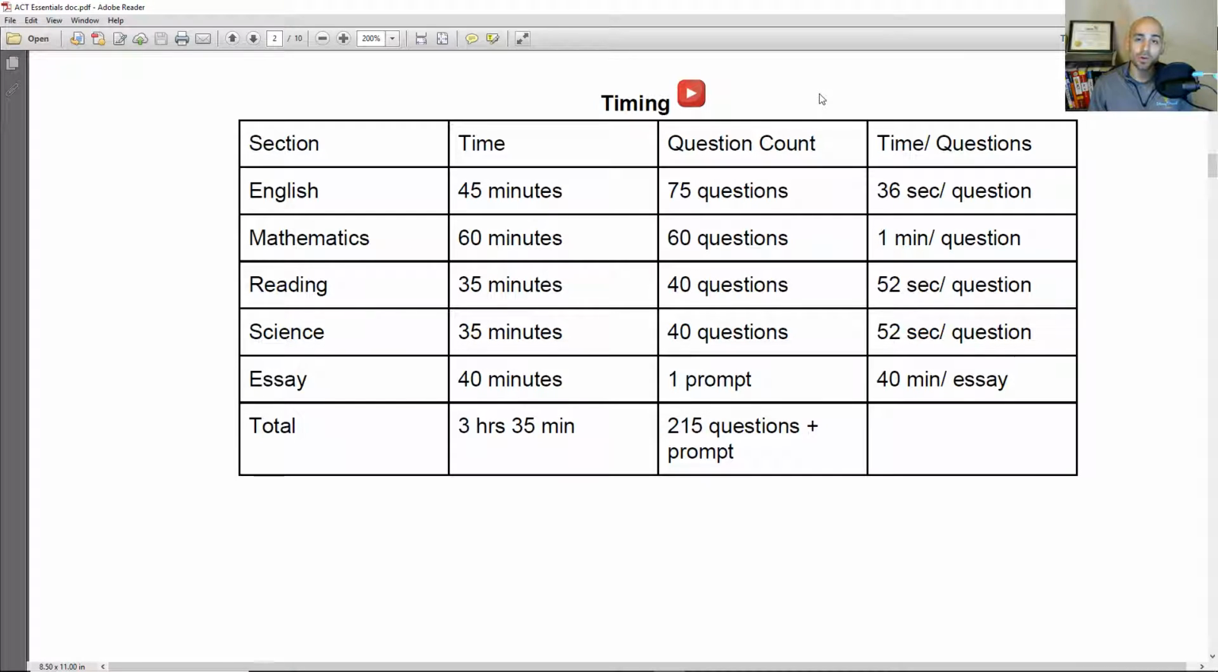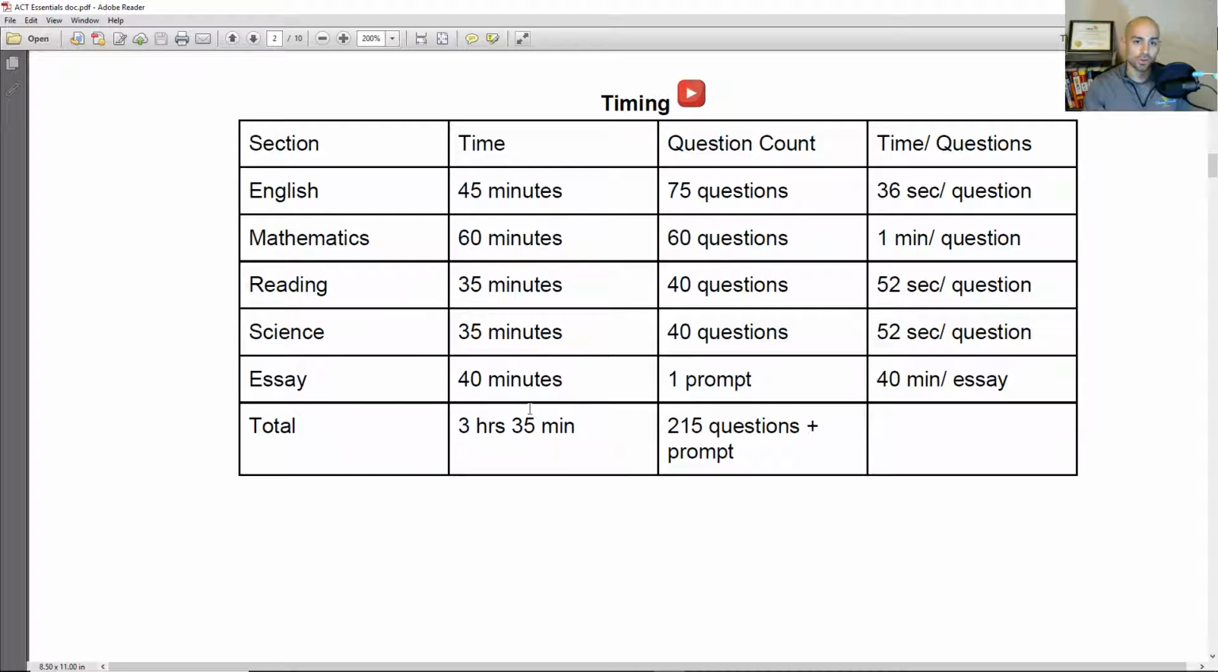Hello, in this video we're going to go over the timing and pacing for the ACT, and we're going to make a lot of comparisons to the SAT here because this is one of the key differences between the two exams. First and foremost, the sections that you take in the ACT are always in the same order: English, math, reading, science, and the optional essay.